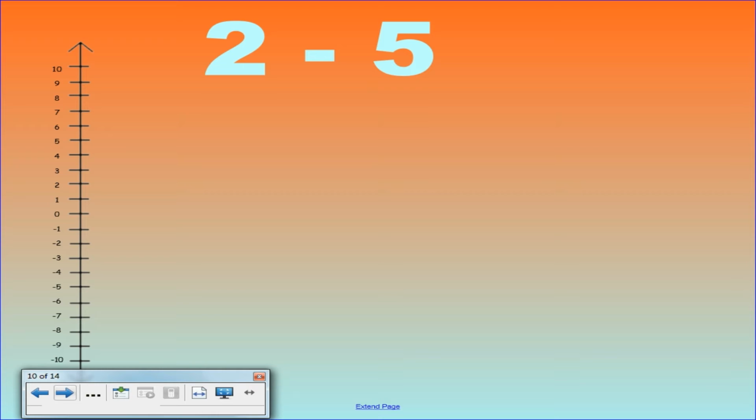Here the positive numbers go up and the negative numbers go down. We start at 2 and subtract 5, so we go down 5 in our number line. There we are, and we finish at -3. So 2 minus 5 is -3.